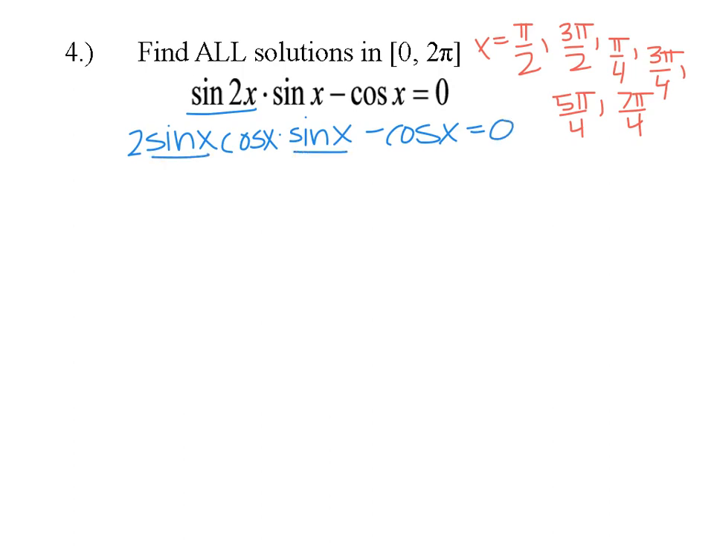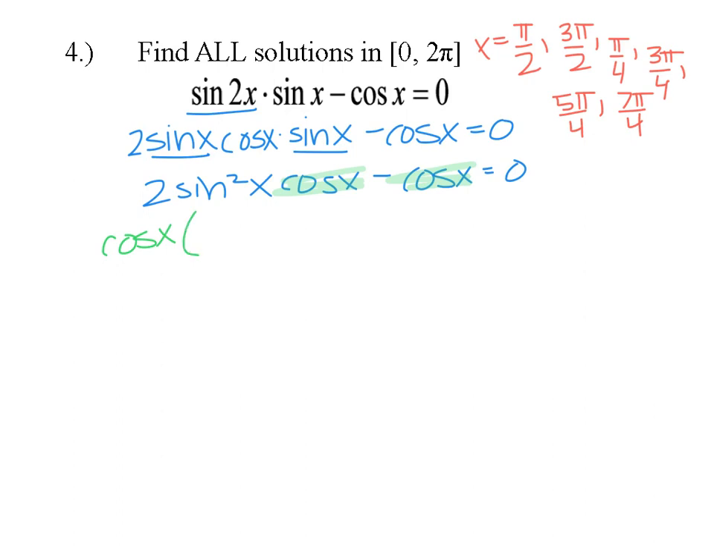So if we rewrite this, we actually have a 2 sine squared times cosine minus cosine equals 0. Now, if you look closely here, we have these two terms have a cosine in common. So this is going to be one of those that we're going to try and factor. So we're going to factor out a cosine. So you get cosine of x times the quantity of 2 sine squared of x minus 1 equals 0.